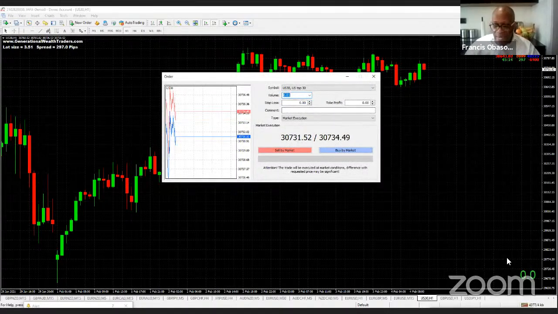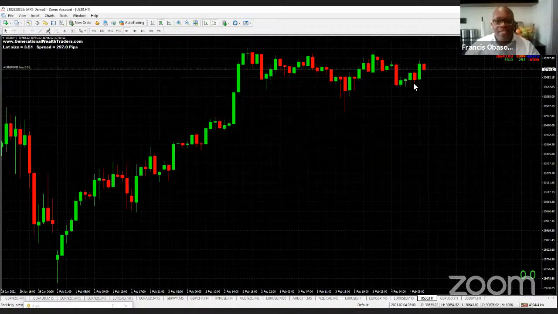Now, keep an eye on this. This is the pip counter. So keep an eye on this. You'll see it will begin to move, or the numbers will begin to increase or decrease. So let's just buy. I'm entering a market execution.